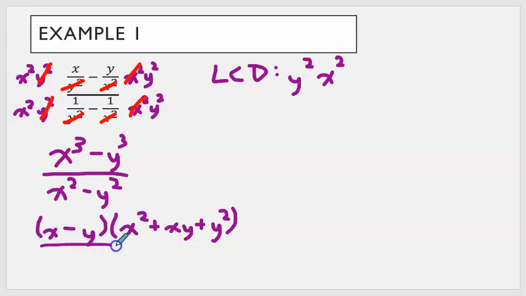In the bottom, this factoring technique is a little bit easier. This is just the difference of squares instead of the difference of cubes. So this one will just be x plus y times x minus y.